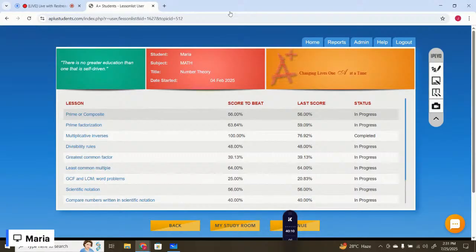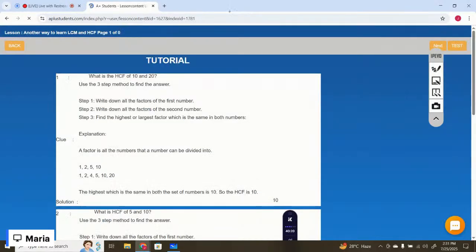Let's see. What is the HCF of 10 and 20? Write down all the factors of the first number. Write down all the factors of the second number. Find the largest factor that is the same in both numbers. So the factors of 10 are 1, 2, 5 and 10. For 20, they are 1, 2, 4, 5, 10 and 20. So the highest common factor is 10.